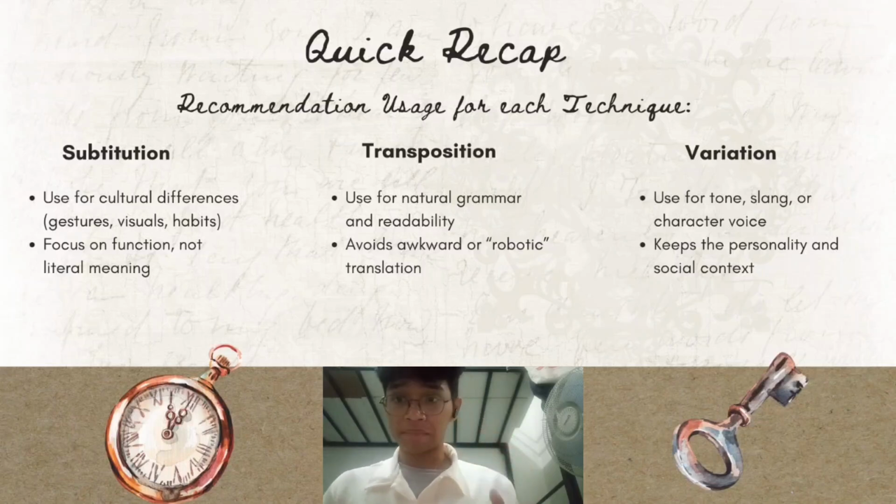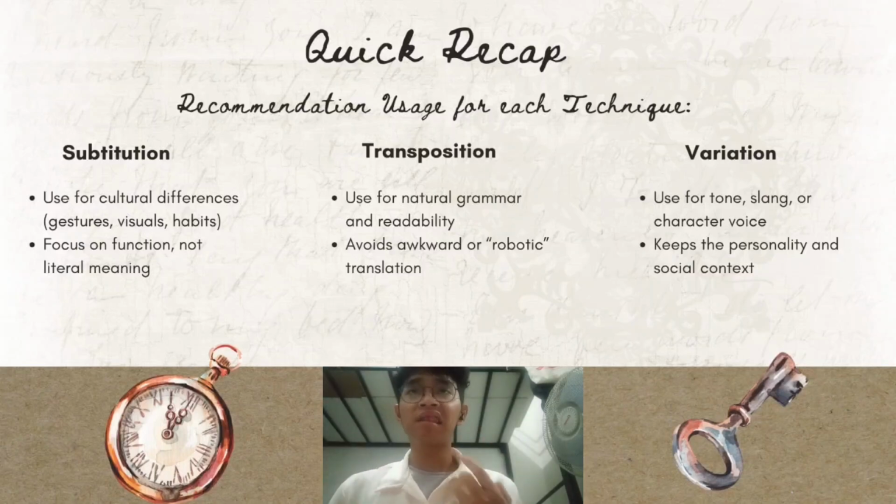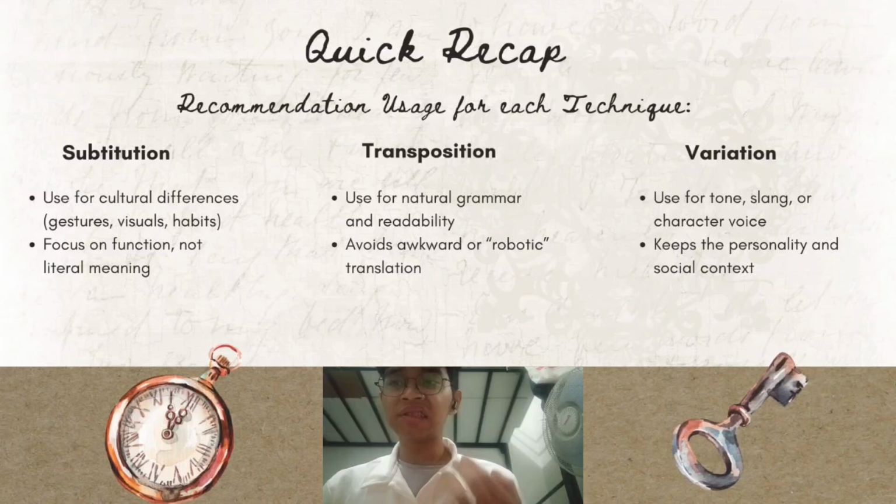First, the substitution technique. Substitution should be used when dealing with cultural differences, especially gestures or even visual elements. The goal is not to translate literally, but to keep the same function or meaning for the audience itself. Second is the variation technique. Variation technique is best when tracing the tone, the slang, or character voice. It helps maintain the personality and the social identity of the speaker itself, so the translation still feels alive and more natural.